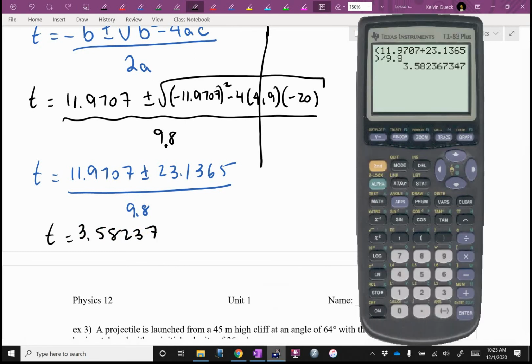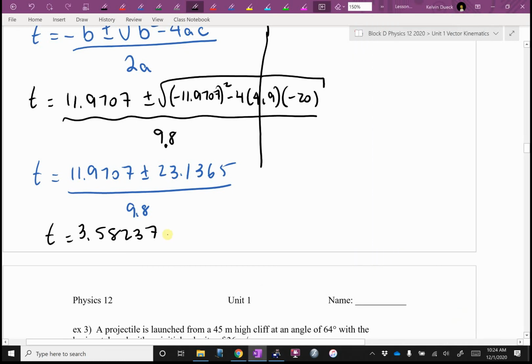3.58237. I would also get a negative time of negative 1.139, which I would chuck. If you don't write the negative time down, I'm not going to freak out, but I just do it for symmetry. By the way, this negative 1.139 does have a meaning.